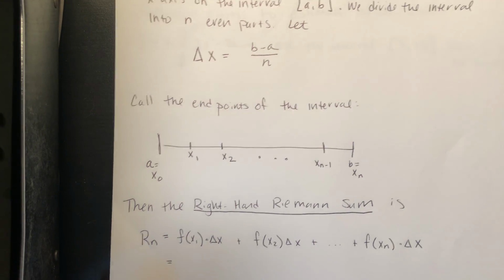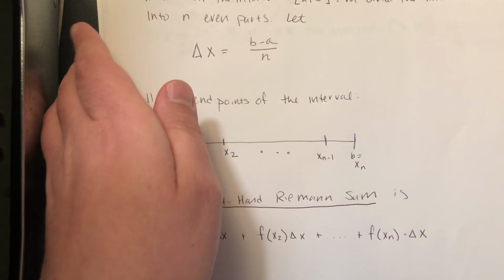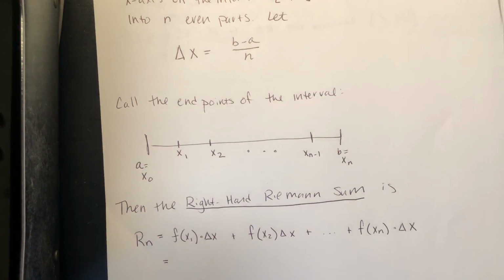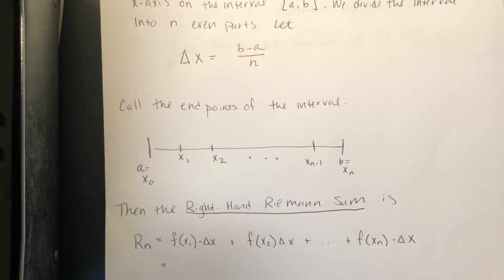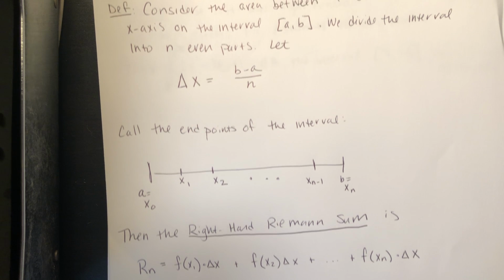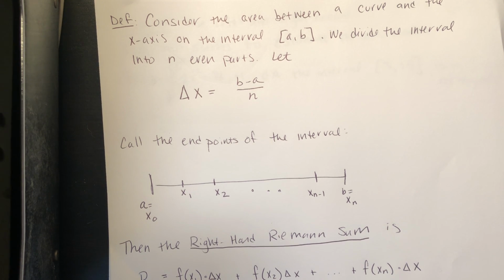Okay, so just to try and formalize what we're doing here, we're going to try and define what a Riemann sum is. Consider the area between a curve and the x-axis on the interval from A to B. So that's what we were doing in the last example. We were looking at a curve between 0 and 3. So here our endpoints are just the general A to B.